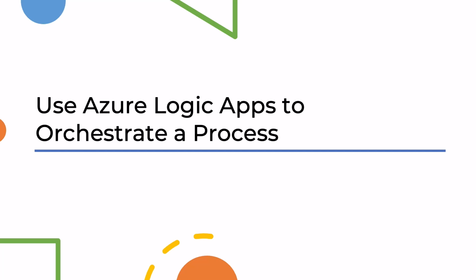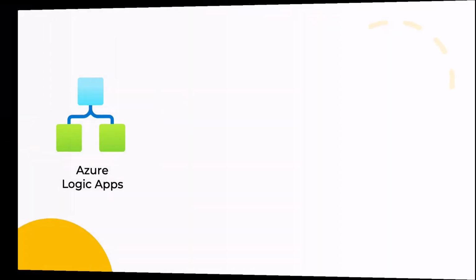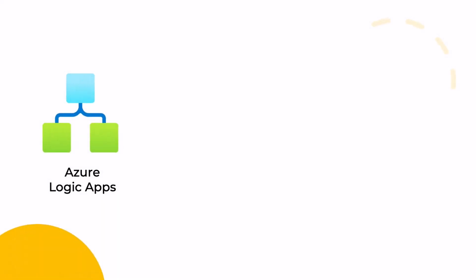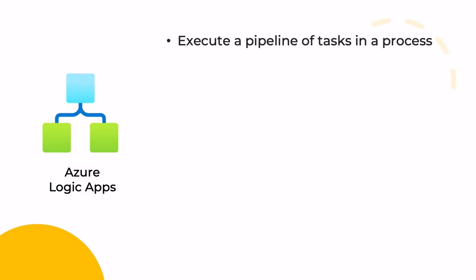Azure Logic Apps. Kinda sounds like function apps, right? Well, they are related. You can use an Azure Logic app to execute a pipeline of tasks. Where an Azure function is one step of a process, a Logic app orchestrates the complete process.